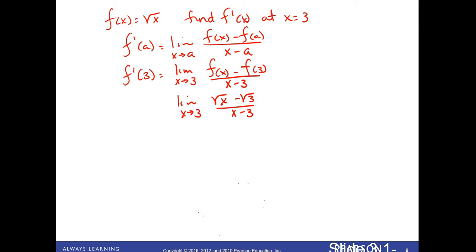If it was a polynomial function, I might factor and cancel. In this case, I have to do something to change how this looks. So what I'm going to do is multiply this by the conjugate of the radical. And I know that you've used this trick in the past. So in the numerator, I'm going to have just x minus 3. The denominator I'm going to leave in factored form.